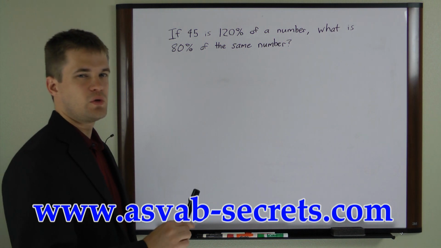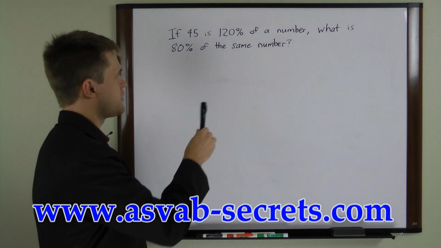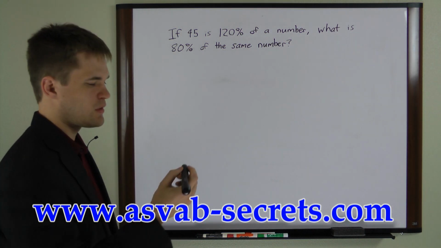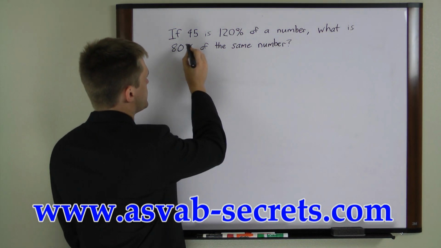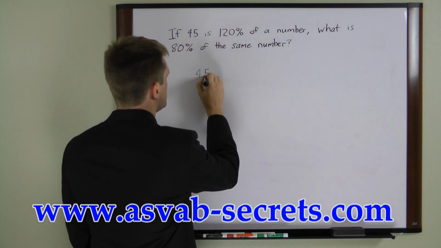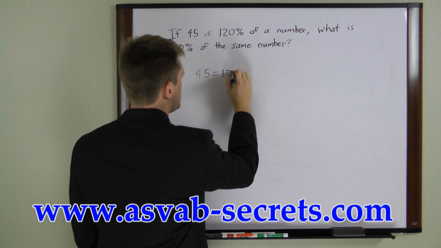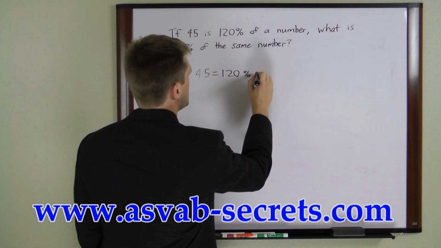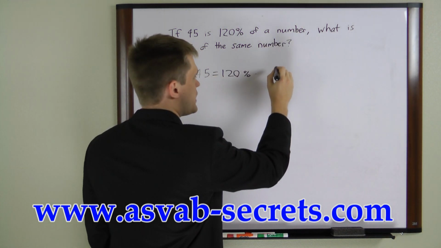This problem gives us two equations that we can solve to find the number we're looking for. Let's write the first one. First we have 45 equals 120% times a number. We'll call that number x.